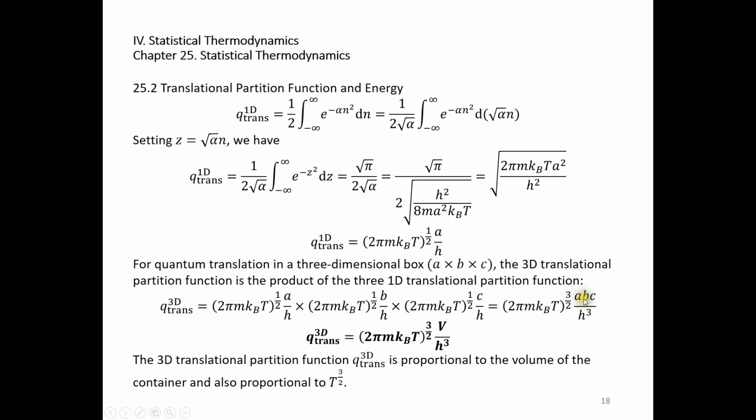And a times b times c is simply the volume of the three-dimensional box. So now the three-dimensional translational partition function is 2 pi m kbt to the power of 1.5 times the volume over h cubed. The three-dimensional translational partition function is written as q superscript 3D and subscript translation. This is proportional to the volume of the container, and it's proportional to temperature to the power of 1.5.